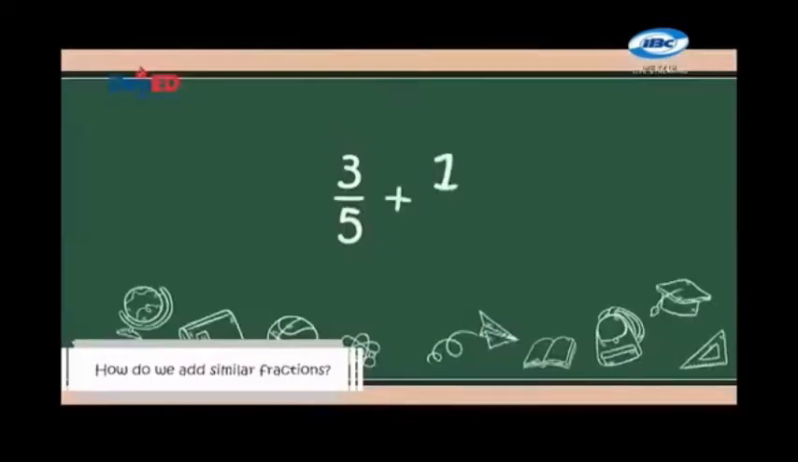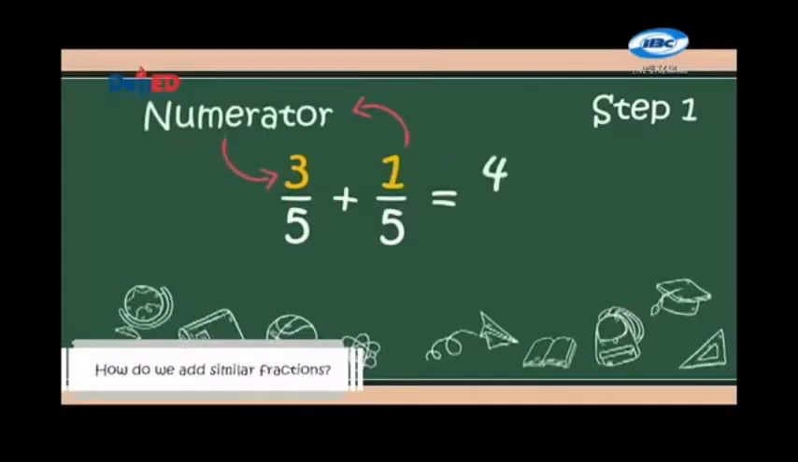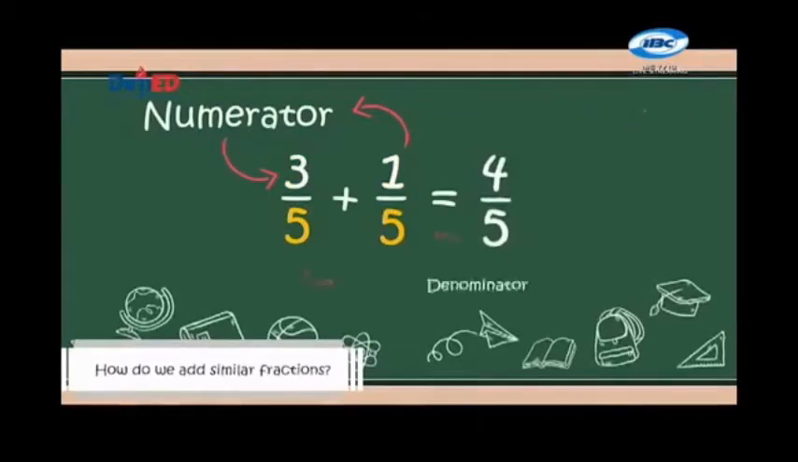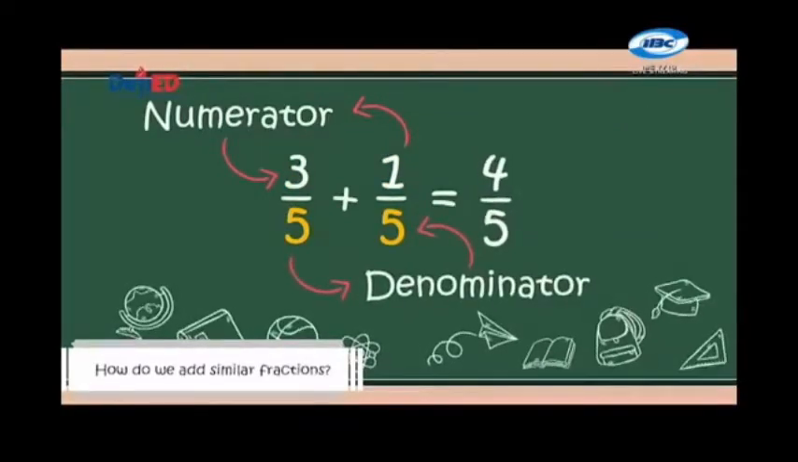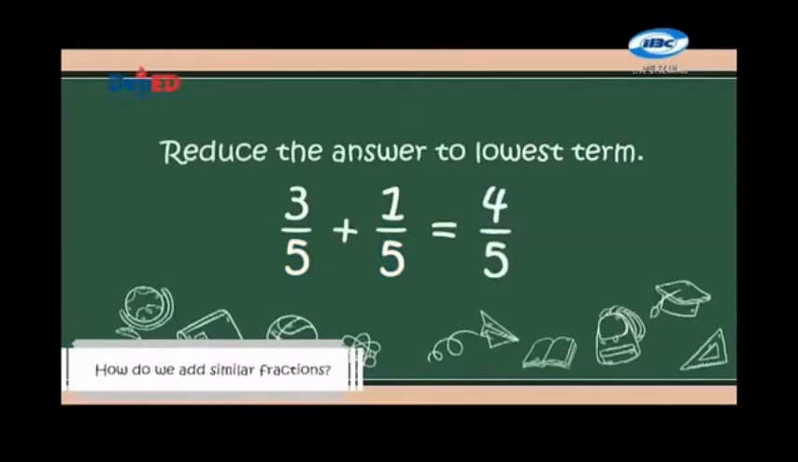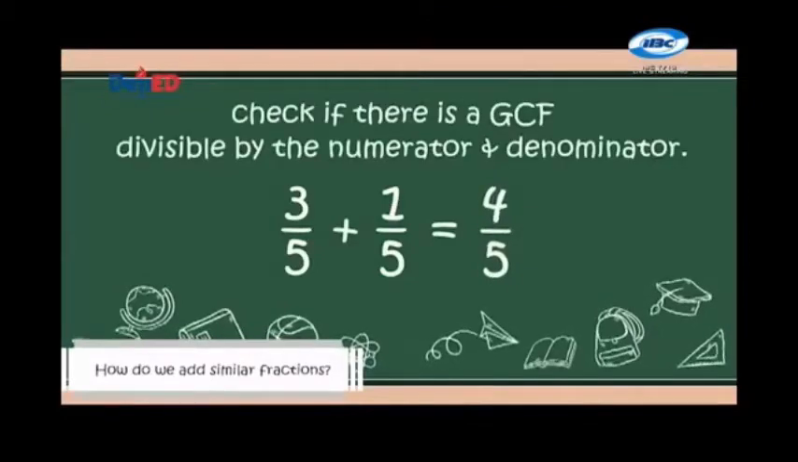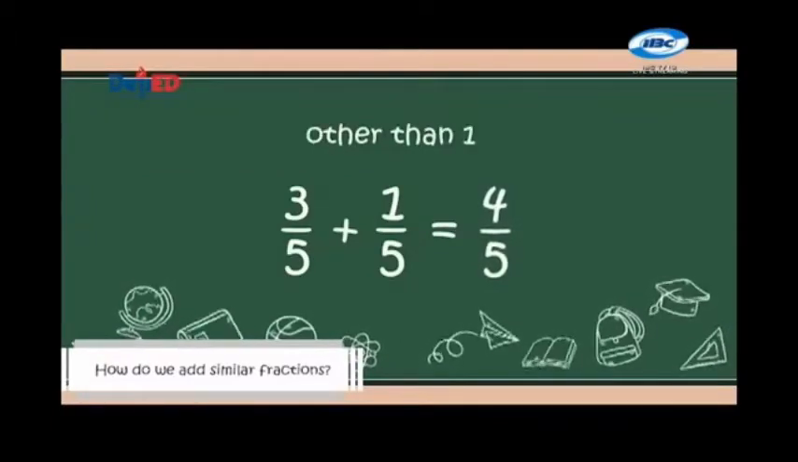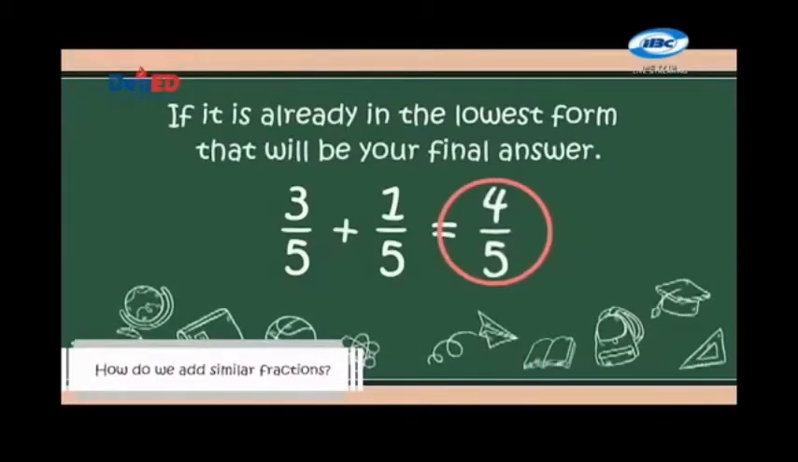For example, 3/5 plus 1/5. Step 1. If the given fractions are similar, just add the numerators: 3 plus 1 equals 4, and copy the common denominator 5. We have 4/5. Step 2. Reduce the answer to lowest term if possible by checking if there is a greatest common factor or GCF that can divide both the numerator and the denominator other than 1. Is 4/5 already in lowest term? Yes. Therefore, 3/5 plus 1/5 equals 4/5.